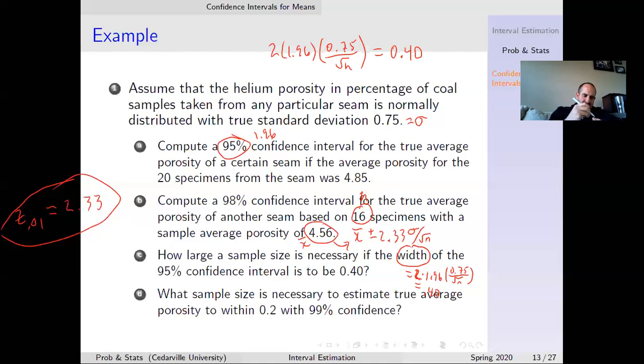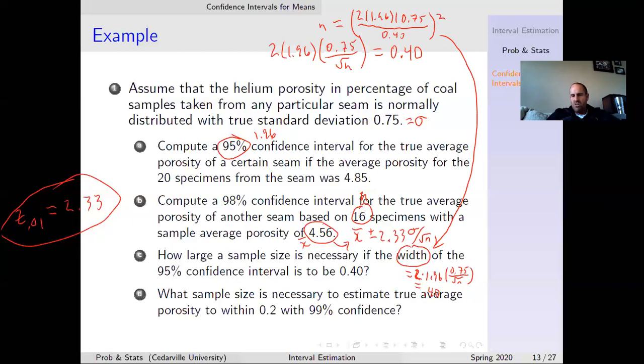That's a fairly easy thing to do. You just get n equals what? It's going to be 2 times 1.96 times 0.75 over 0.40, and all of this is going to be squared. So that's what n is going to be in this particular case, whatever that is.